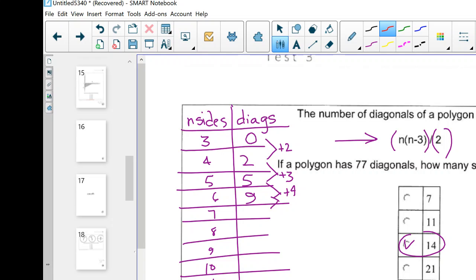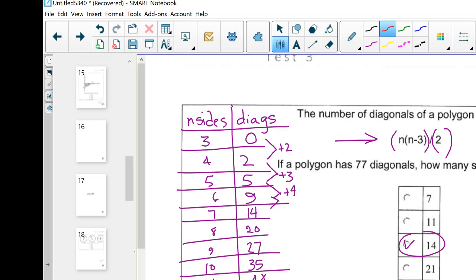So this would go up 5. 9 plus 5 is 14. This one would go up 6. So the next one would be 20. It would go up 7 to 27. It would go up 8 to 35. It would go up 9 to 44. It would go up 10 to 54. It would go up 11 to 65. It would go up 12 to 77.